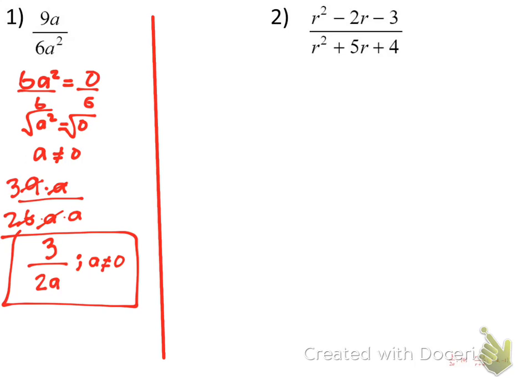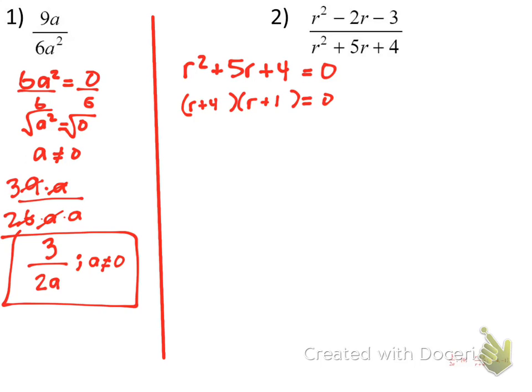Number 2. Step 1, I'm taking the denominator, r squared plus 5r plus 4, and making it equal to 0. Then I'm solving for r because I want to know what r is equal to, so we know not to include it as a solution. We could factor this. So it's r plus 4 and r plus 1 equal to 0.